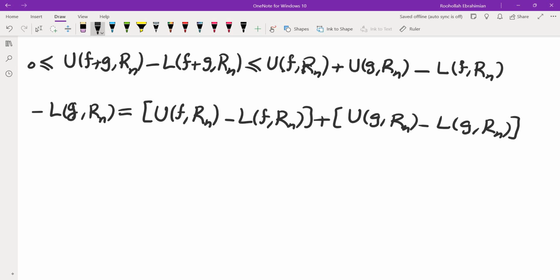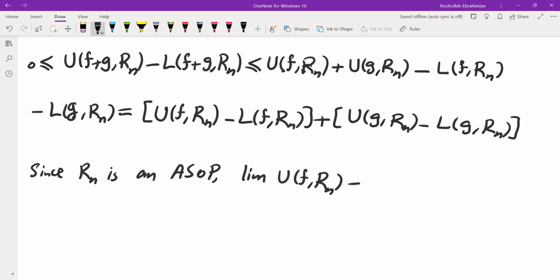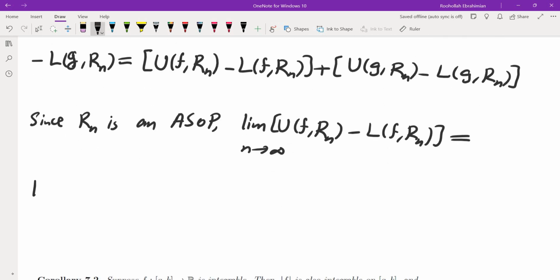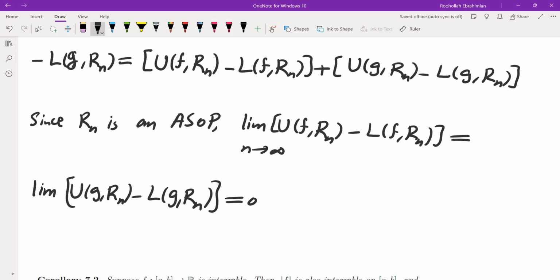Let me rewrite that. Since Rn is an Archimedean sequence of partitions, the limit of both of these, upper minus lower for f and upper minus lower for g, is 0. Both of these two are 0.